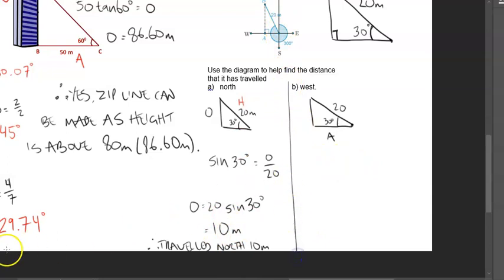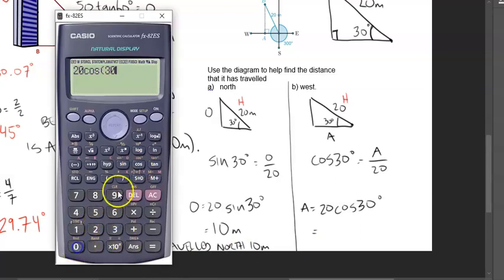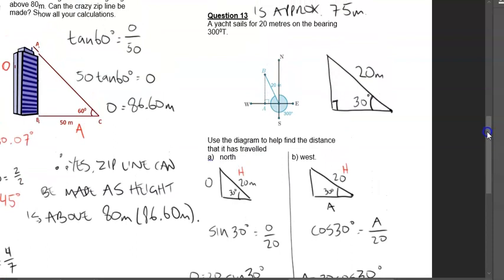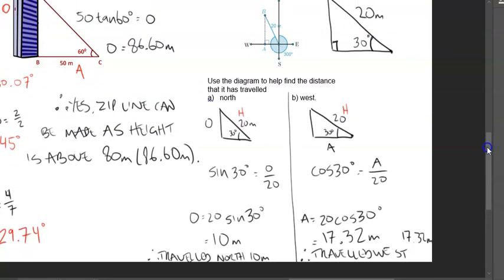For west, same concept, but instead we're using the adjacent. So in this case, we are using cos of 30. So cos 30 degrees is equal to the adjacent over 20. So A is equal to 20 cos 30 degrees, and so our A is equal to 17.32 meters. So therefore, it traveled west 17.32 meters. Again, we're just assuming 2 decimal places unless the question specifies. In this question, it doesn't, so just assume 2 decimal places.